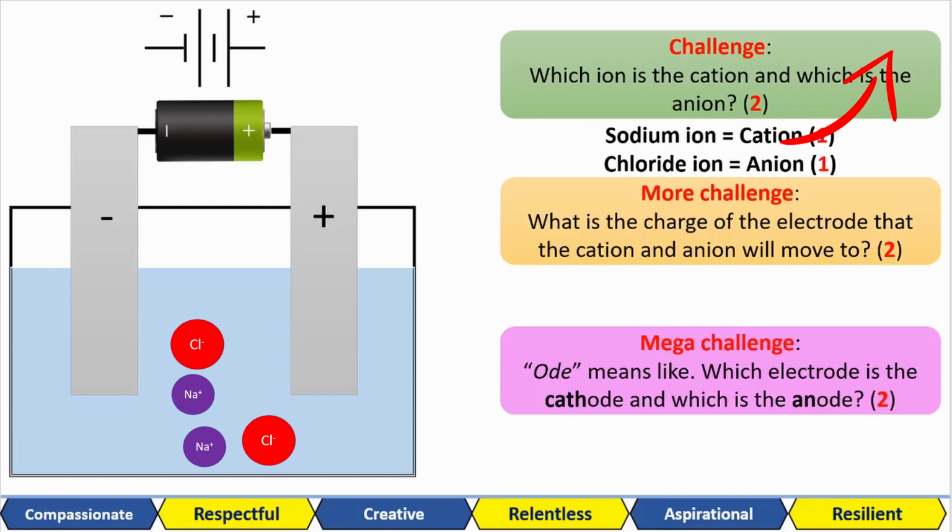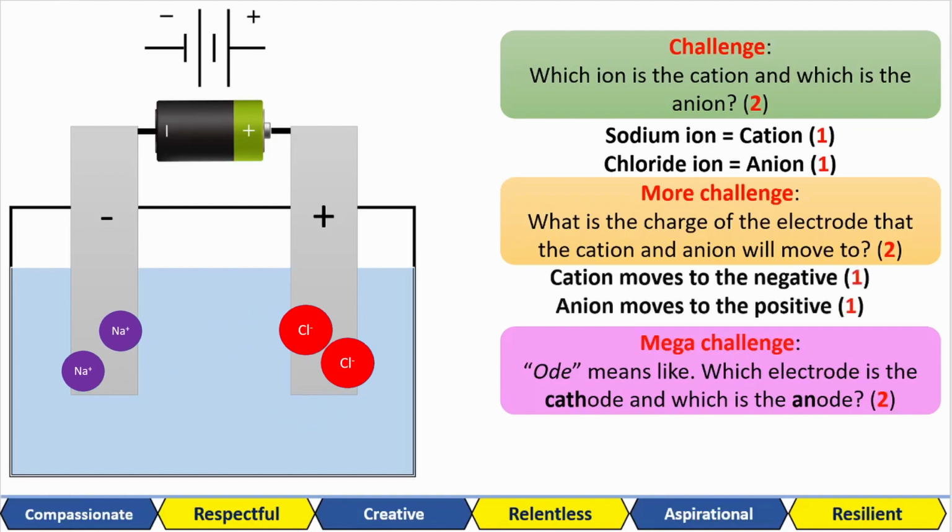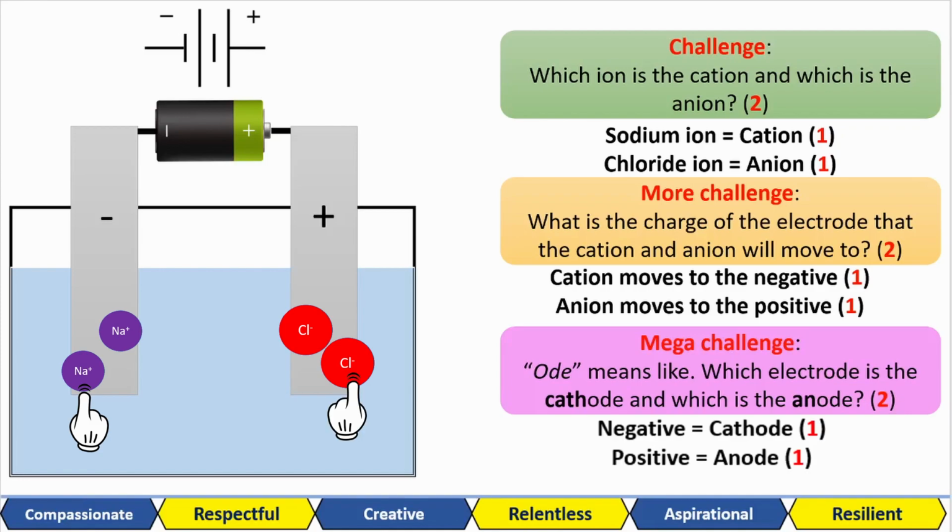For the next question, you need to remember that oppositely charged ions or oppositely charged particles attract each other. So the positive cation will move to the negative side and the negative anion will move to the positive side. Finally, if ode means like, that means that cathode likes cations and anode likes anions. The cations are attracted to the negative, so the negative is the cathode, and the anions are attracted to the positive, so the positive is the anode.